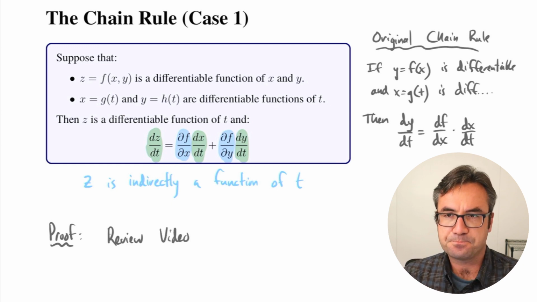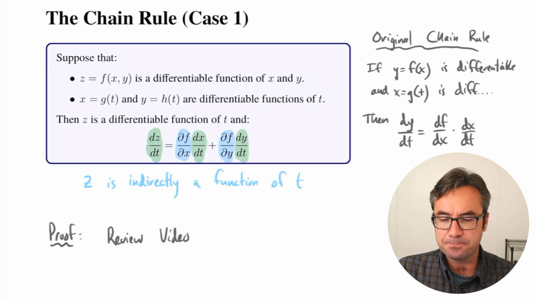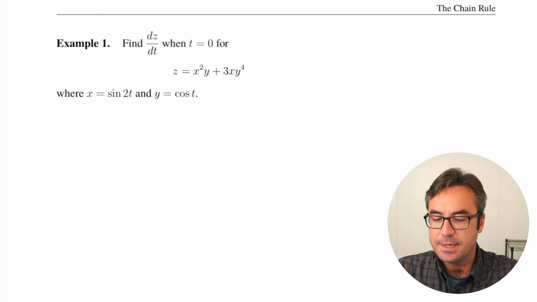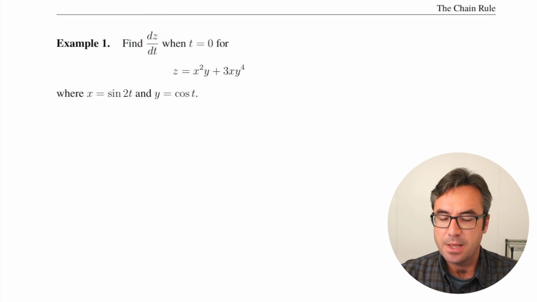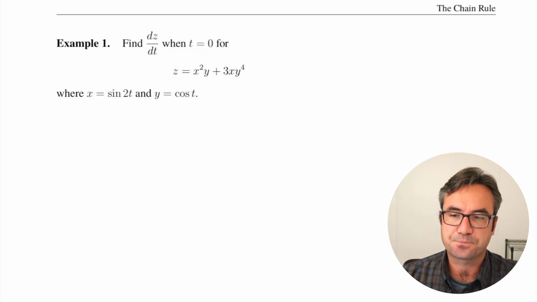So it's kind of a detailed proof, but if you're interested, it's there. So let's try an example. Example 1, we're going to find the derivative of z with respect to t. So again, think of t as time. And we're going to find this derivative when t is equal to 0.